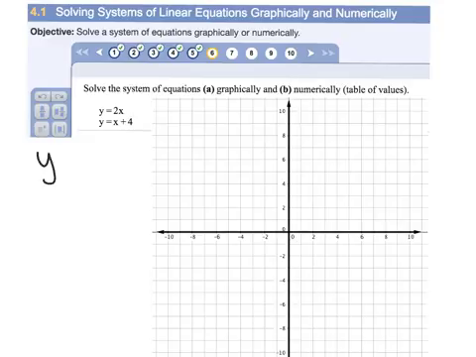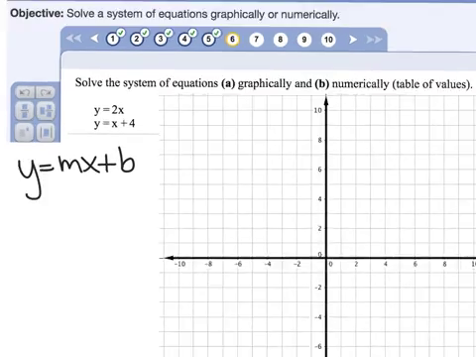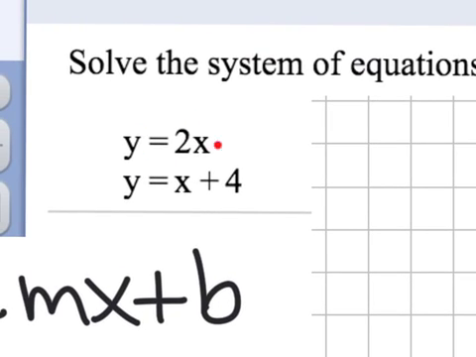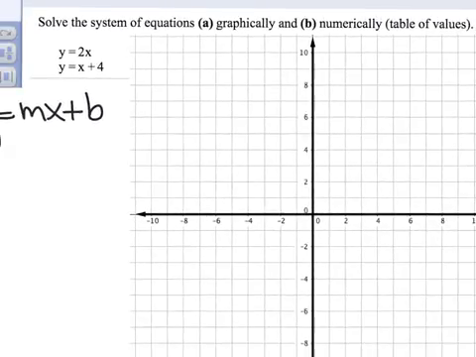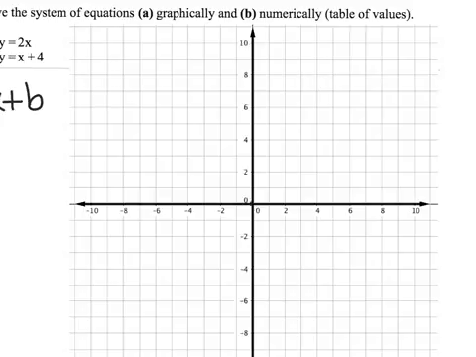So remember, the shortcut when we're going to graph, we want to do y is equal to mx plus b. So this first line right here, there is no b. So it's going to start at the 0, and it's going to go up 2 over 1, up 2 over 1. So I'll do that one in black. And it starts at the origin, and it goes up 2 over 1, up 2 over 1, up 2 over 1. And that is our line. So that's the one that I'll do in black.